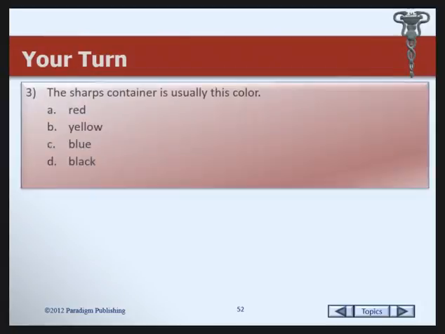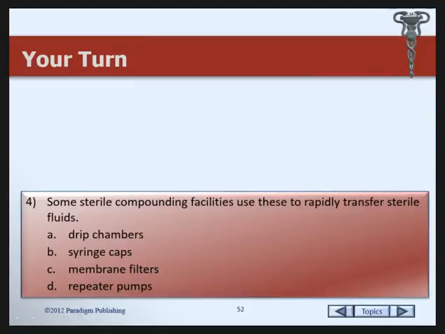Now it's time for more questions. The sharps container is usually this color in the pharmacy IV room. Red. There's also specialty sharps containers that could be yellow or black. There's actually also blue. Some sterile compounding facilities use these to rapidly transfer sterile fluids. That would be a repeater pump. Now time for more questions.